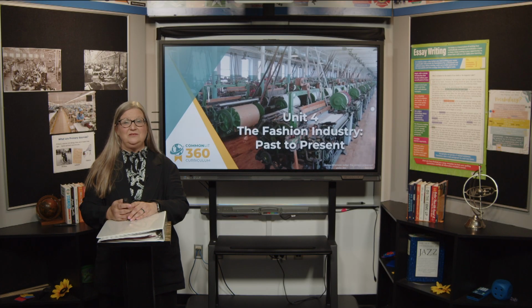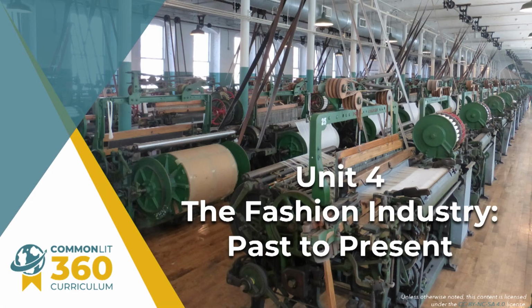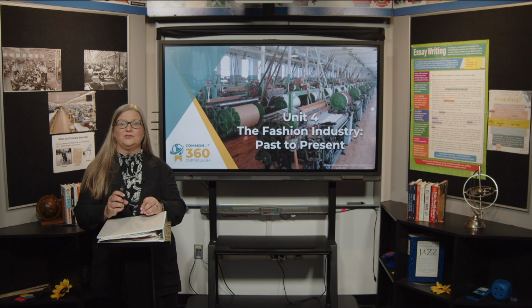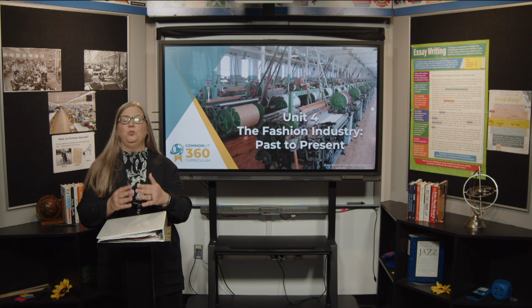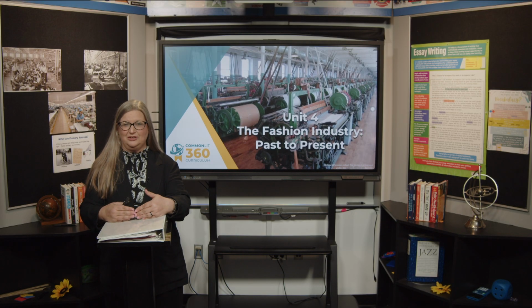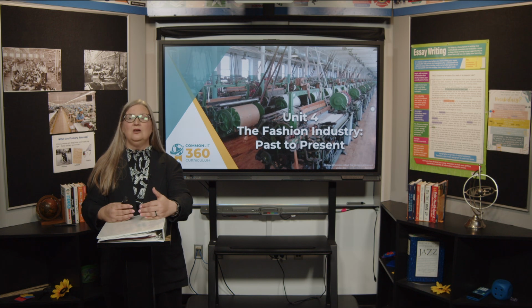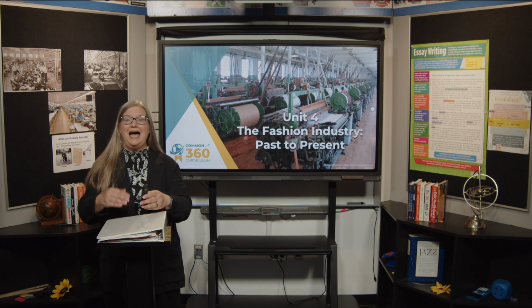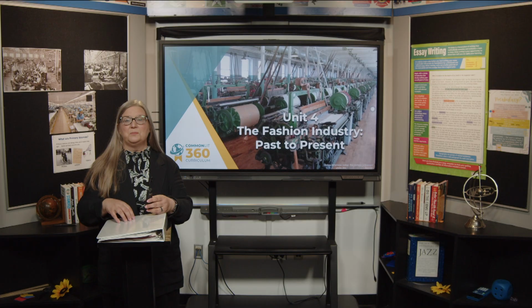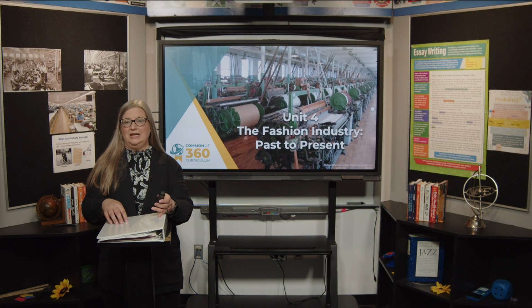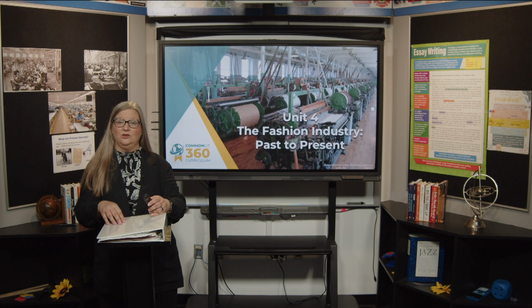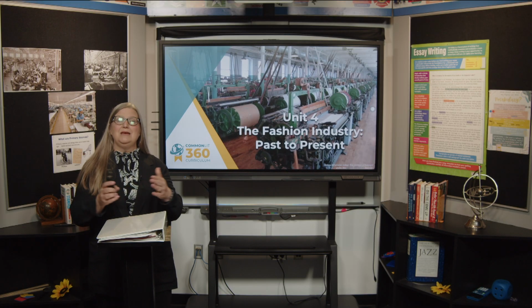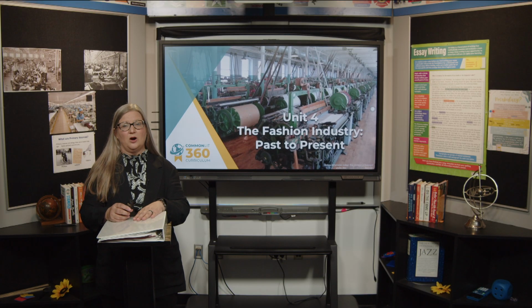So before we get too involved, I want to remind you this is a CommonLit 360 curriculum. This is their Unit 4 called the Fashion Industry Past to Present. Now, I do want to take a second and do a little plug for CommonLit. CommonLit has what we call high quality instructional materials. The texts that they choose for their curriculum are at the proper level for the particular grade that you teach. And this particular one is at the 10th grade level, exactly where it needs to be to meet the requirements for the Mississippi Department of Education.